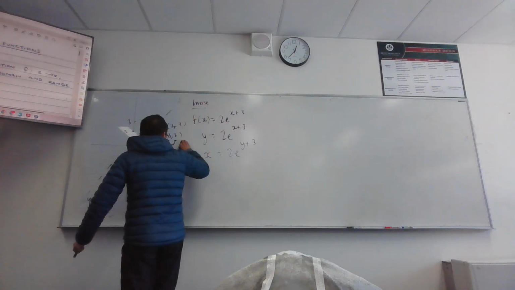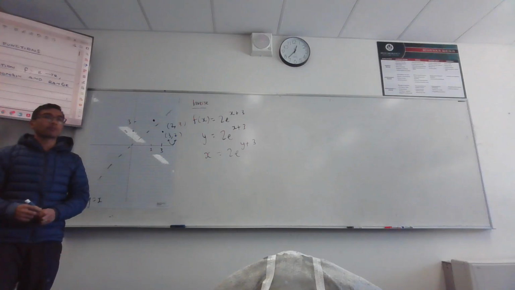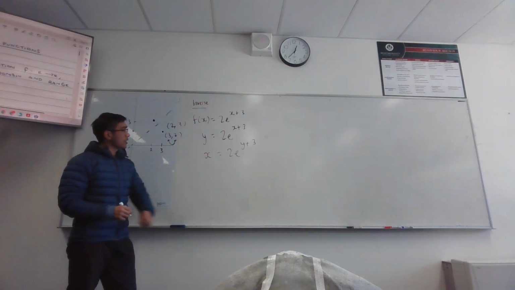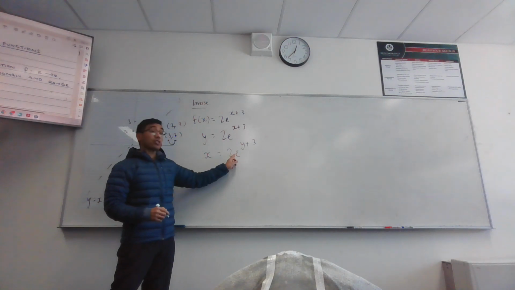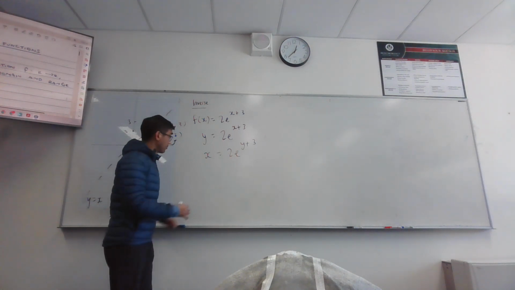Maya, what's the first thing that you would do? It's e to the power of y plus 3. I've got it times by 2. How do I backtrack that? Divided by 2.